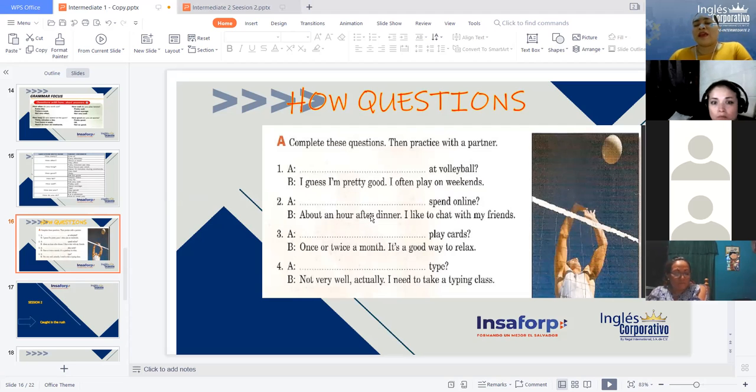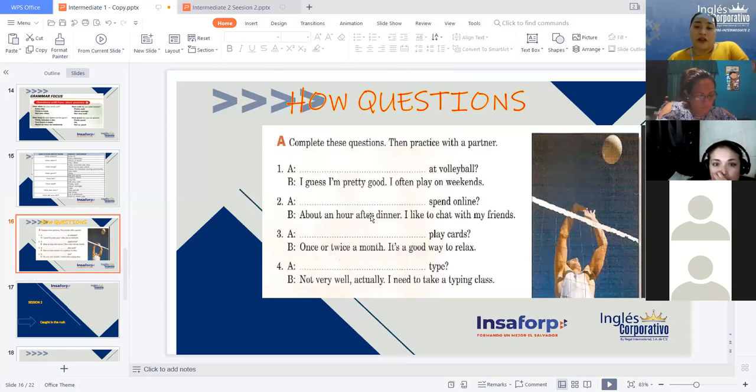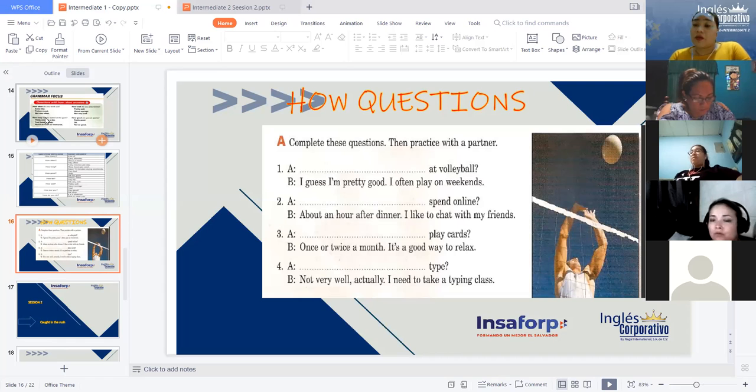Let's see the second one. What would it be for you? How long. How long do you spend online? You spend online. Good job. Play cards, the number three. How often do you play cards? All right, good job. And the number four, type. How well do you type? Type, right? Is it tape or type? Type, the typing. Yes, type.